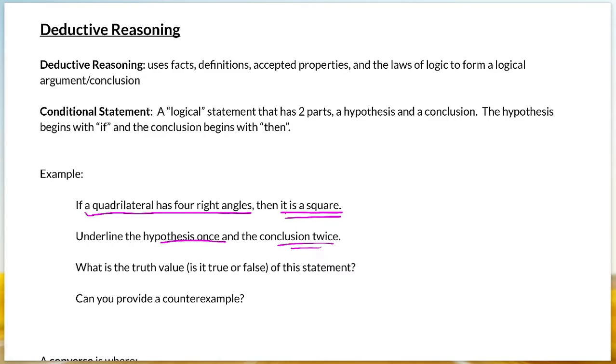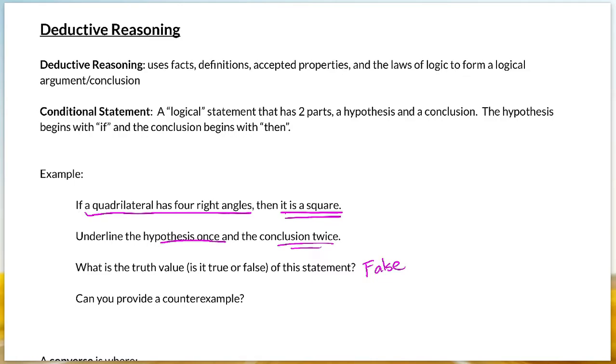What is the truth value of this statement? That just means is it true or false? So I'm going to read it again. If a quadrilateral has four right angles, then it is a square. Well, for it to be true, it has to be true all the time, 100% of the time. And I know of a quadrilateral that has four right angles that is not a square. So the truth value here is that it is false.